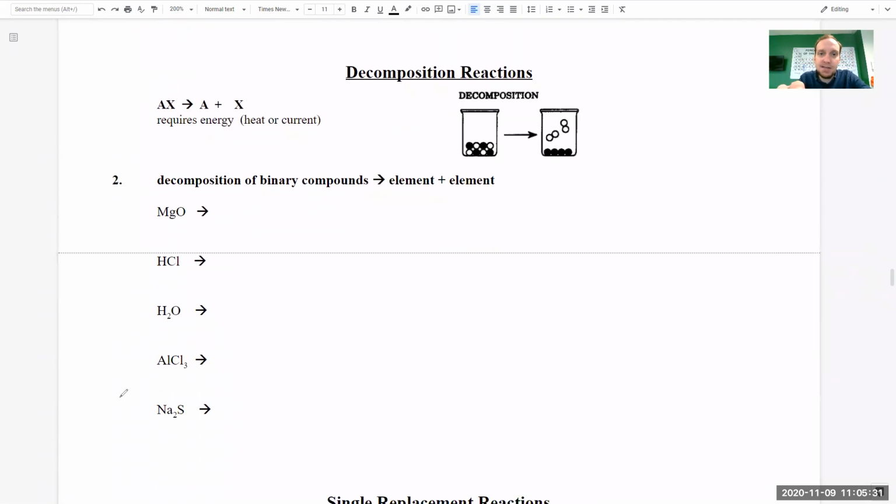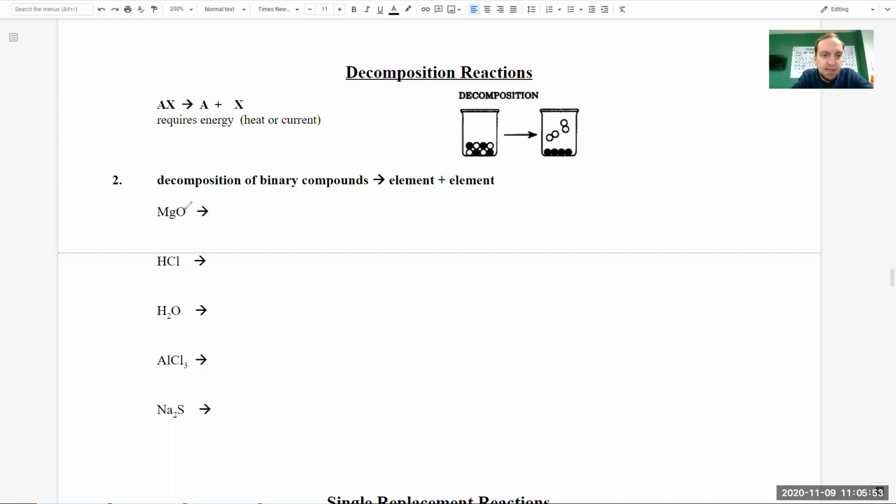Again, using the same logic, if I have a compound, what's the only thing I could do? If I have a single compound, I can't rearrange that compound because there's really only one way it could go together. So clearly the only thing I could do is break it apart. So we're going to go ahead and break apart these compounds to make a decomposition reaction.